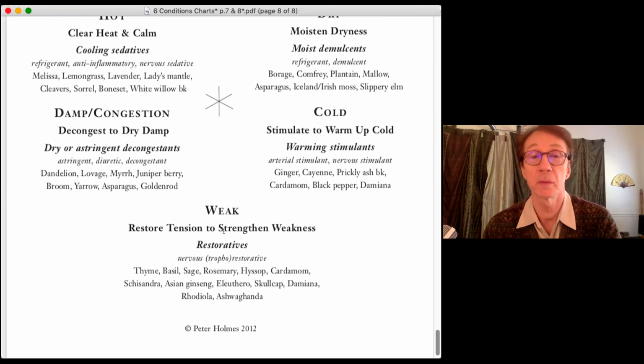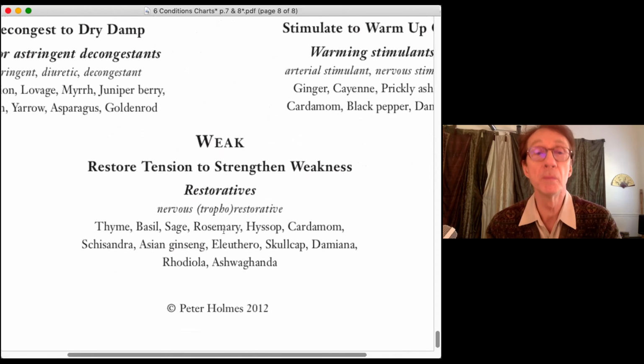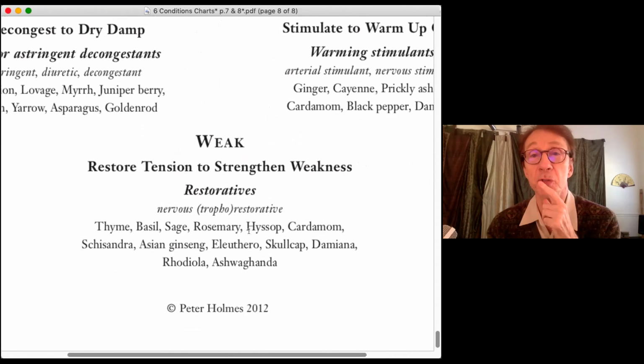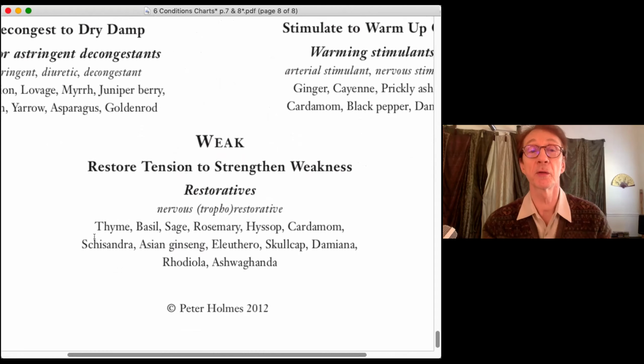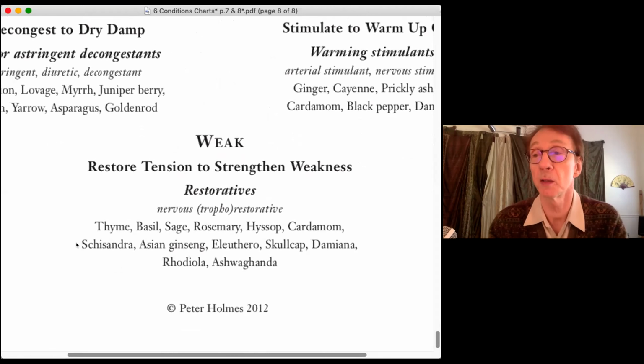So let's look at some of these restorative herbs. I've deliberately chosen restoratives for the nervous system here because in a moment we'll be looking at neurological disorders like insomnia, anxiety, brain fog, and so on, and we'll be using these herbs in treatment.